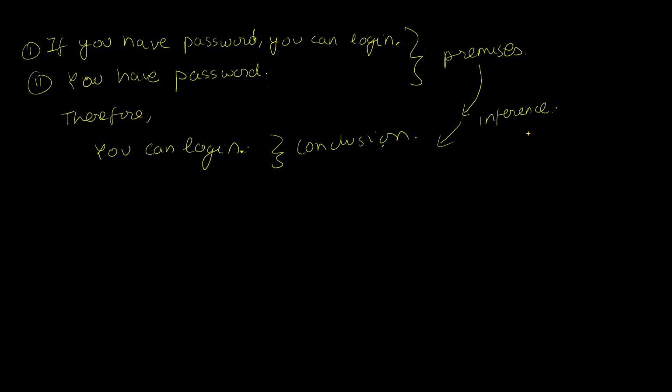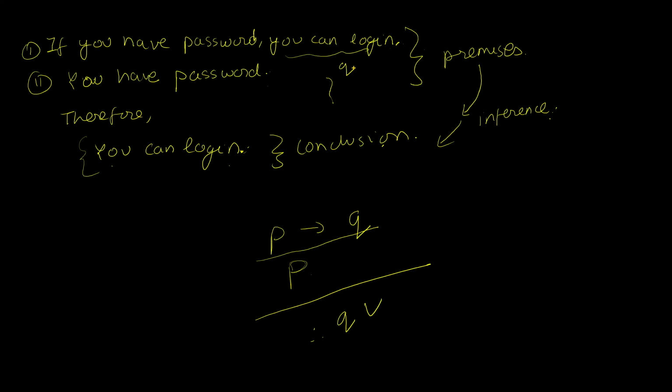So that is straightforward. However, we need to formalize this. What is the exact rule that is allowing me to make this inference based on these premises? So if you look at this case, this statement looks like P implies Q. If you have a password, you can log in. And the second statement says that you have a password. That means P is true. Therefore, some law must exist that will tell me that if P implies Q is true and P is true, I can conclude that Q is true. Because that is what I'm doing here. You can log in is my Q. And in fact, these laws do exist. This one is called the law of detachment or modus ponens.